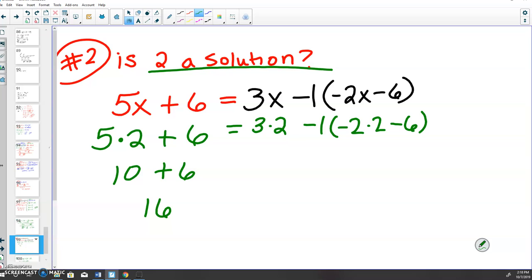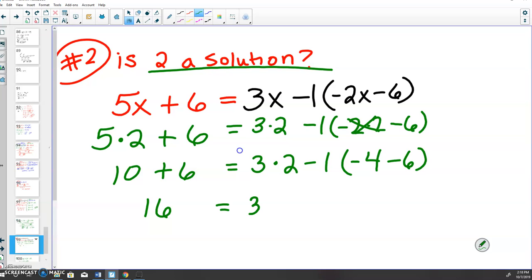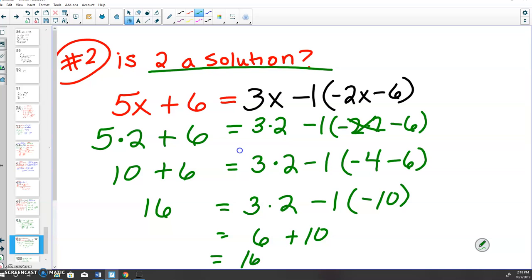Inside your parentheses, you multiply first. What's negative 2 times 2? Negative 4 minus 6. What's negative 4 minus 6? Negative 10. So you have 3 times 2 is, and negative 1 times negative 10 is positive 10. So 10 plus 6 is, so does 16 equal 16? So is 2 a solution? Yes.